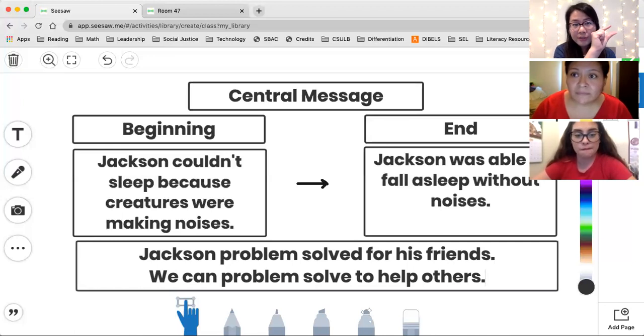So at the first, we used a specific text evidence, Jackson problem solved for his friends. And then we want to change that language to apply it for our real lives. So we can say, now we can problem solve to help others. So that's kind of like a two-step thing. Yes, Ms. Rosales, did you have a thought?